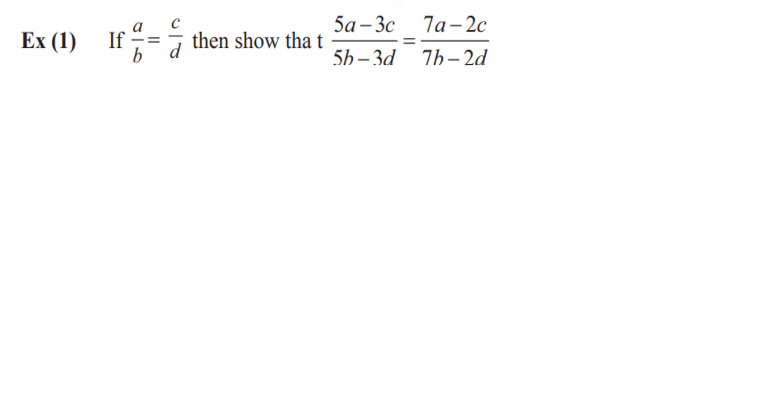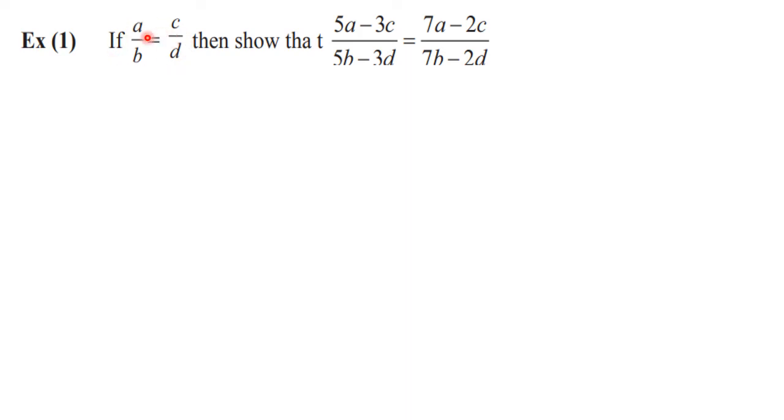Now let us see some solved examples based on the k method. If A upon B is equal to C upon D, then show that 5A minus 3C upon 5B minus 3D is equal to 7A minus 2C upon 7B minus 2D. Okay.